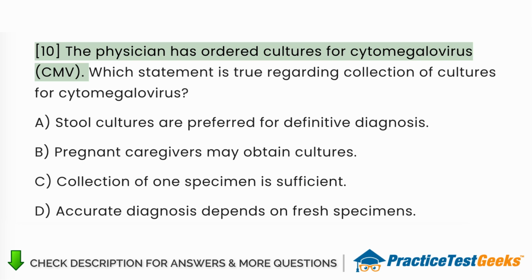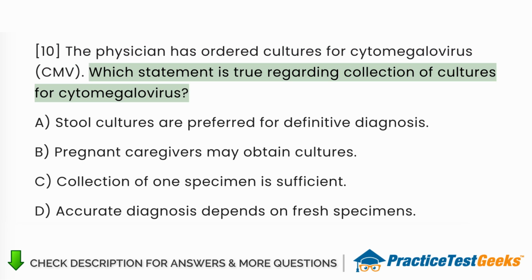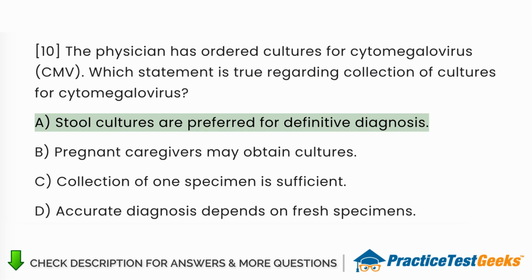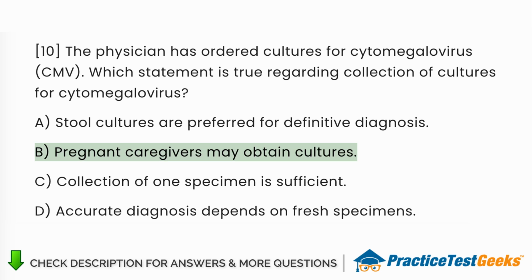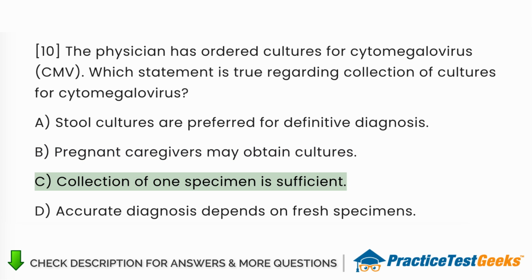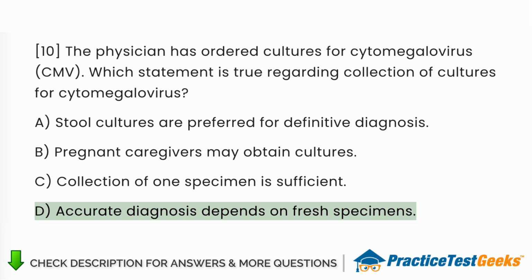The physician has ordered cultures for cytomegalovirus. Which statement is true regarding collection of cultures for cytomegalovirus? A. Stool cultures are preferred for definitive diagnosis. B. Pregnant caregivers may obtain cultures. C. Collection of 1 specimen is sufficient. D. Accurate diagnosis depends on fresh specimens.